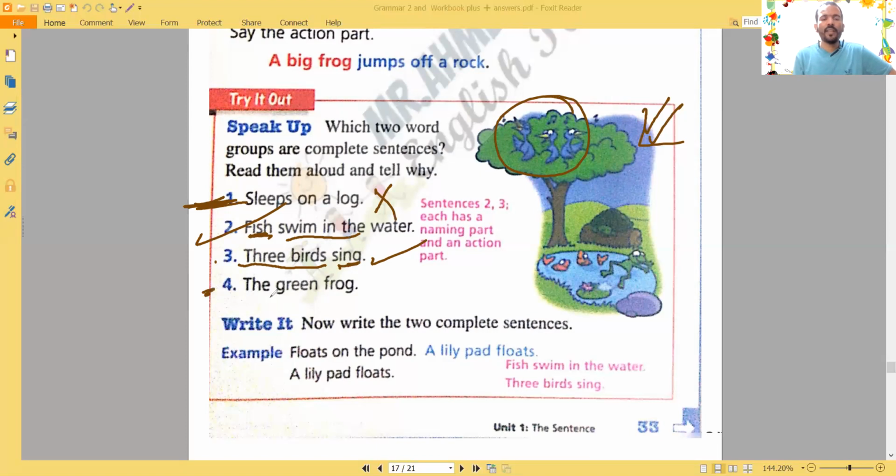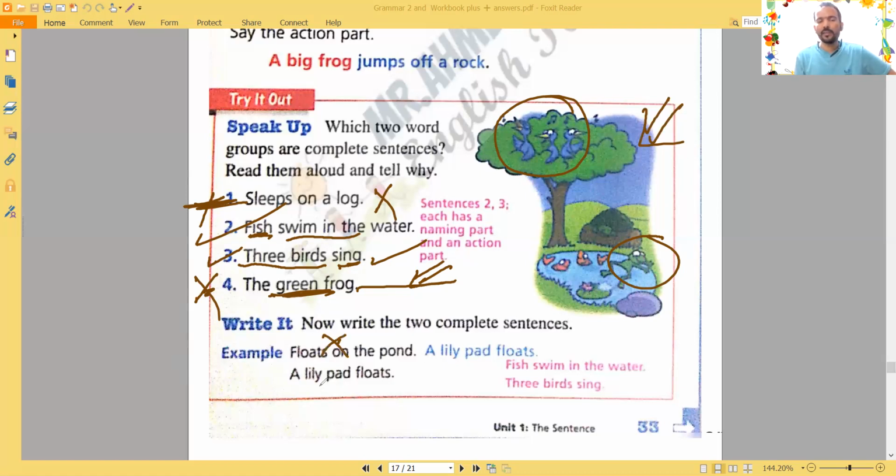Number four, the green frog. This is a naming part. But what this frog does is not mentioned here. So this is not a sentence. Only 2 and 3 are sentences, and 1 and 4 are not sentences. Now let's move to our last two examples on page 33. Floats on the pond. It is not a sentence.